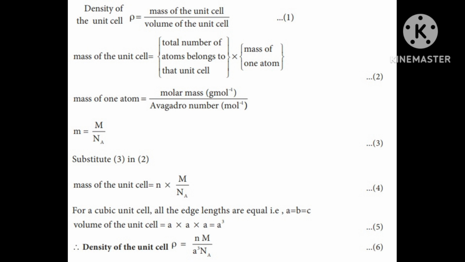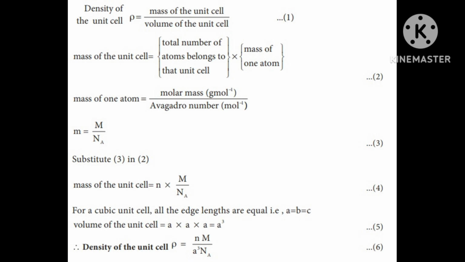Mass of the unit cell means capital M, divided by the volume of the unit cell. The volume of the unit cell you also know, so you can easily calculate it. Then the mass of the unit cell, how will you calculate it?